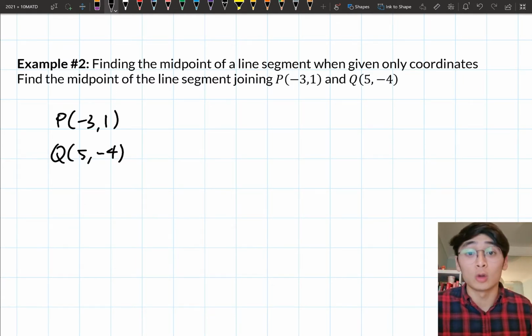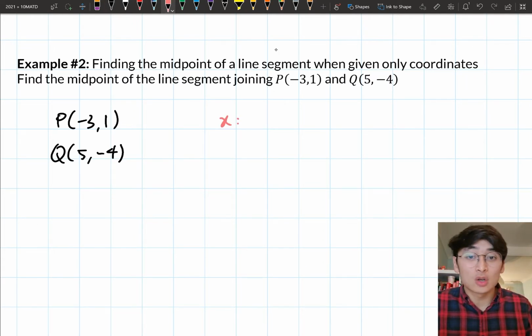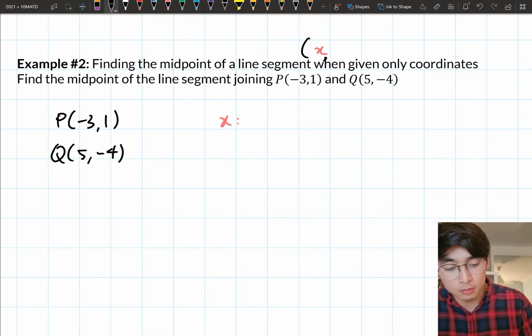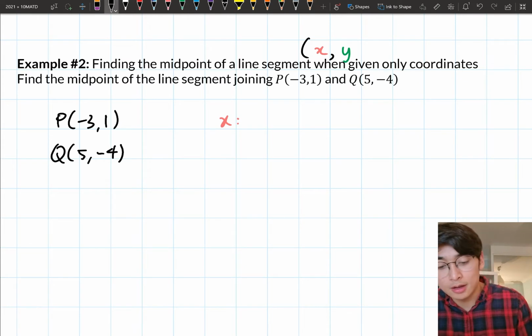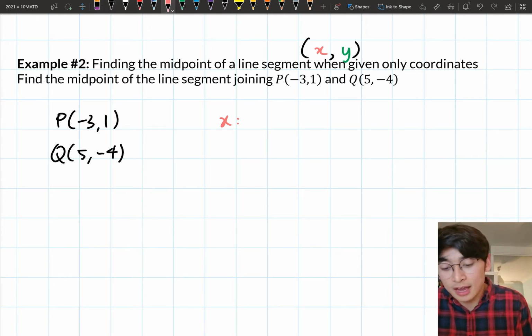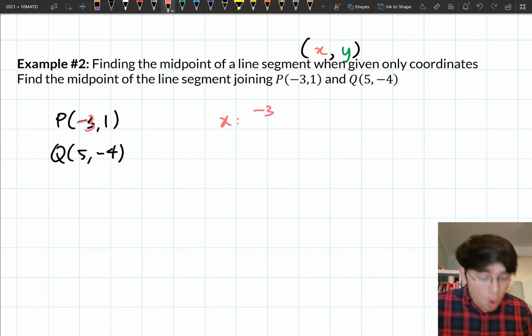Okay. Now, like I said in those steps, what we're going to do is find the two x coordinates first. So let's deal with x first. What is the x coordinate of P? Well, just remember our coordinates are always written x and then y. And so my point P has an x coordinate of -3. So I'm going to write here -3.